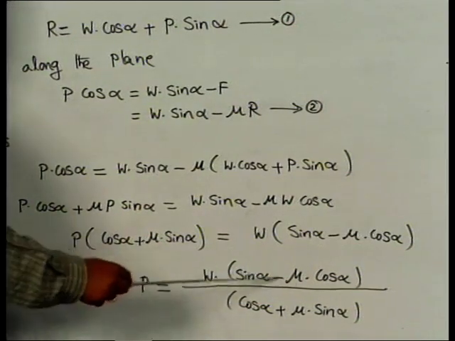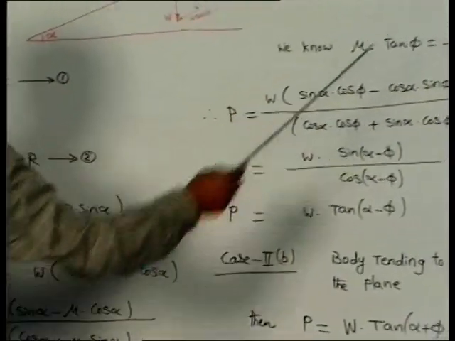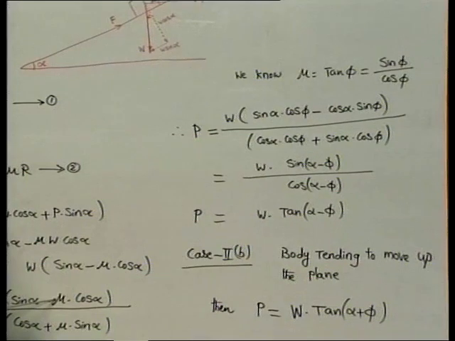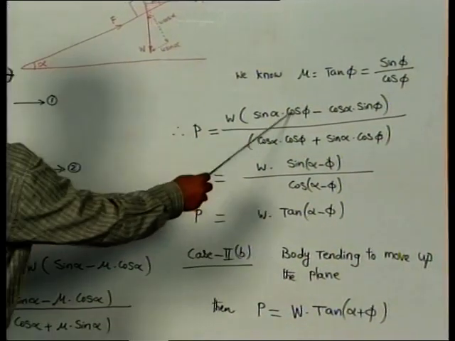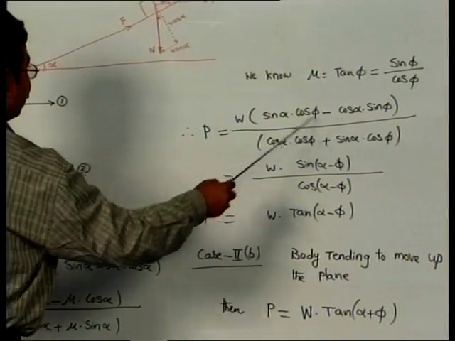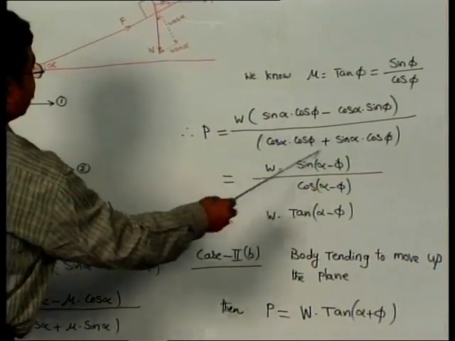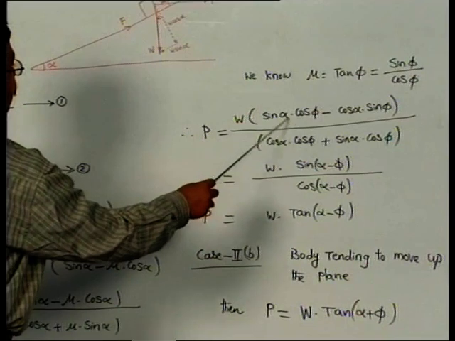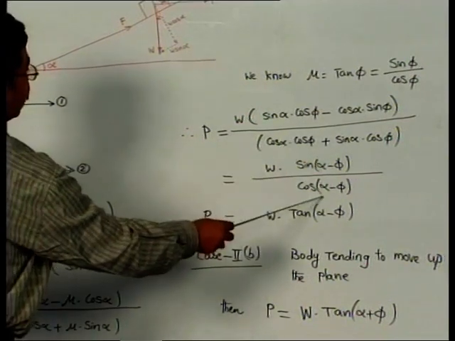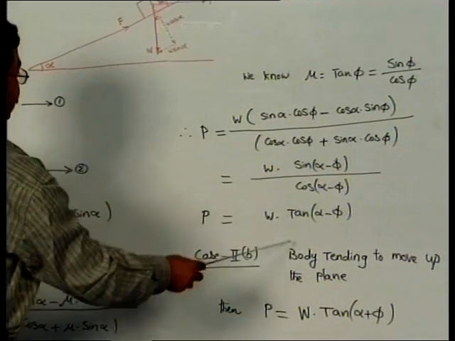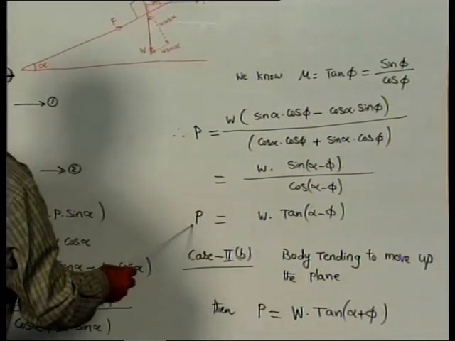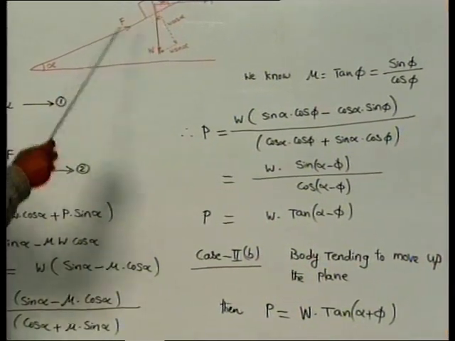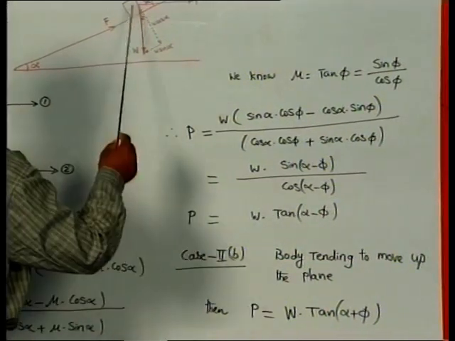So, we also know that instead of mu I can write tan phi, which is sin phi by cos phi. Substituting, instead of mu, sin phi by cos phi, I will get like this. The LCM cos phi in the numerator as well as in the denominator gets cancelled. Using the formula, this is W into sin of alpha minus phi, this is cos of alpha minus phi, this is sin by cos, that is tan alpha minus phi. This is P, that is the force required when the body is tending to move down. This is the force required to keep the body up the plane.